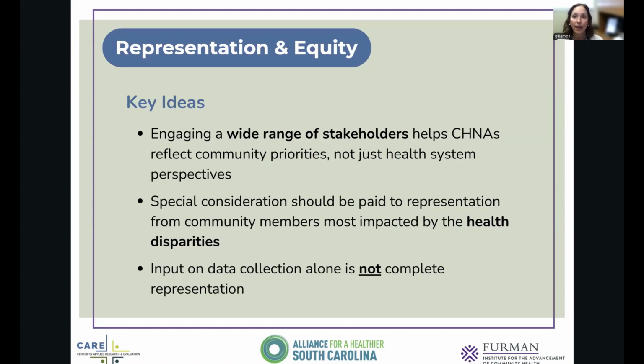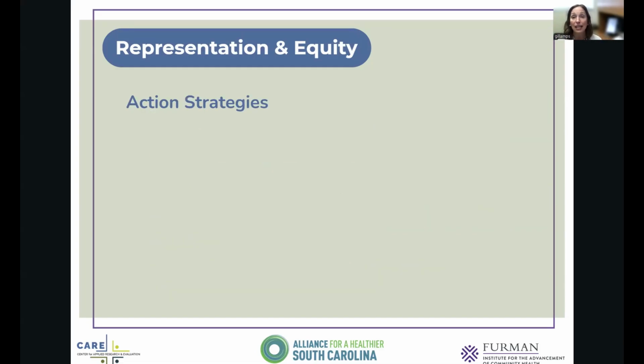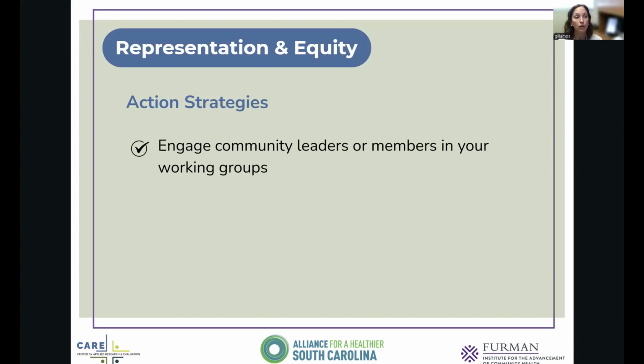And think about this. A lot of times we may just get input through data collection, but that's really not going to help us do the best that we could do in terms of complete representation of our community and creating equity through our CHNA processes. So here are some key strategies you can consider to make sure there's representation and you're creating equity. Think about who are those community leaders and members that you can engage, and you could engage them through your working groups if you have working groups as part of your data collection process for CHNAs.